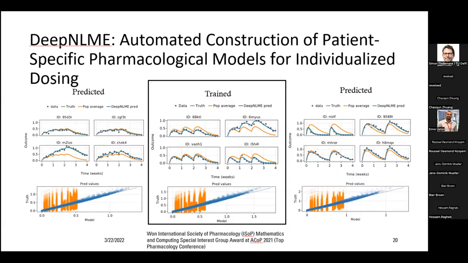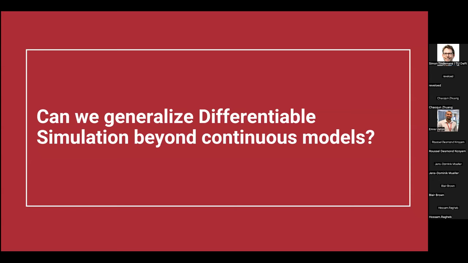I want to get to this final point here, though: can we generalize differentiable simulation beyond continuous models, into cases where derivatives actually fail? So here's one case where derivatives actually fail.